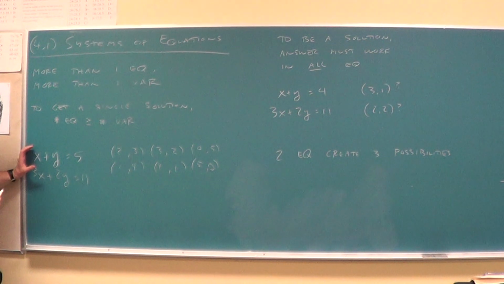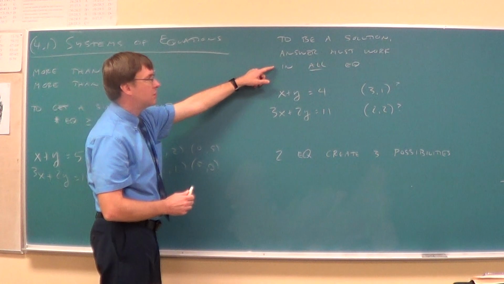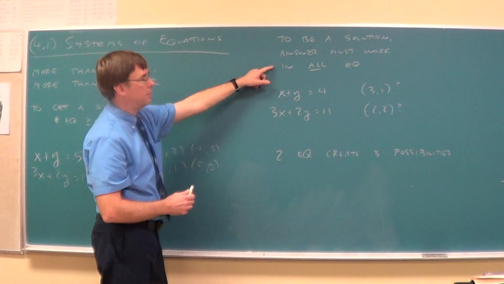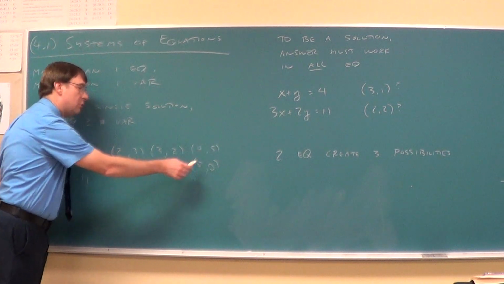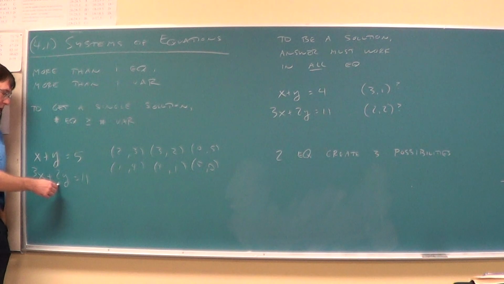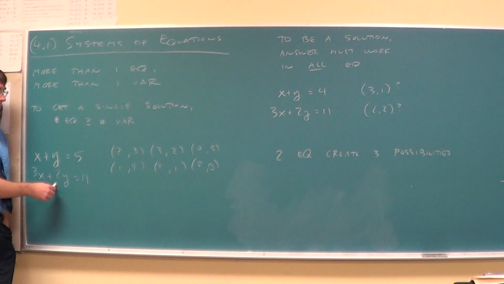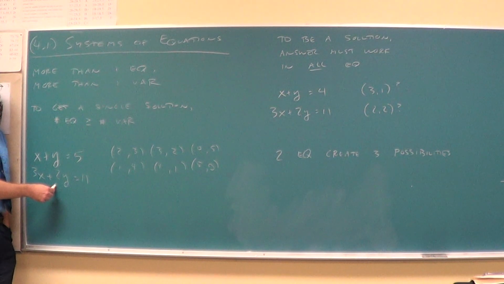Anybody have a theory on how you would find an answer to the system? What would have to be true? It has to work for all the equations. So to find a solution, it has to work for everybody, both levels. Out of these 6, you did luck your way into the one that will work for this also. Can anybody spot which one of our 6 also will make this true?